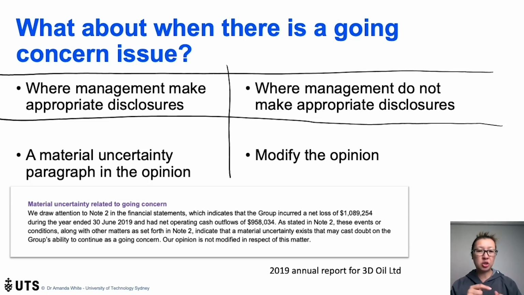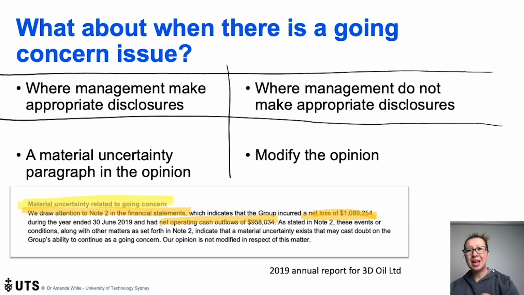But where management make the disclosure, here is an example of a paragraph by the auditor about the material uncertainty. It says, we draw attention to note 2 in the financial statement. So we're saying management have already disclosed it, but here we're reinforcing this. And they actually get quite specific. They had a net loss of $1 million and net operating cash flow for the year of less than $1 million. There's a significant uncertainty.